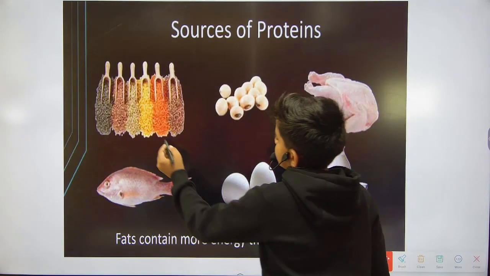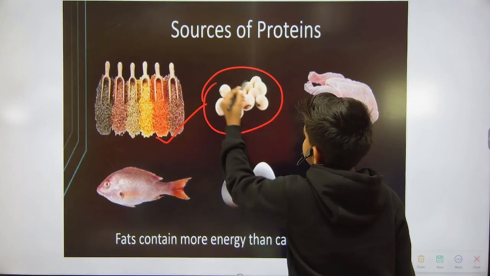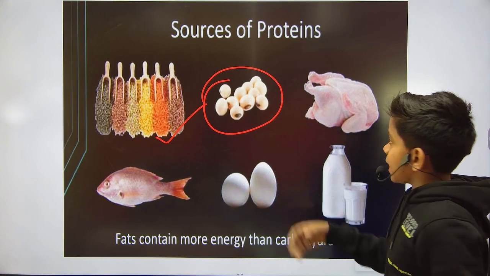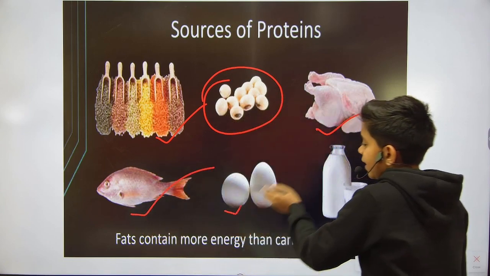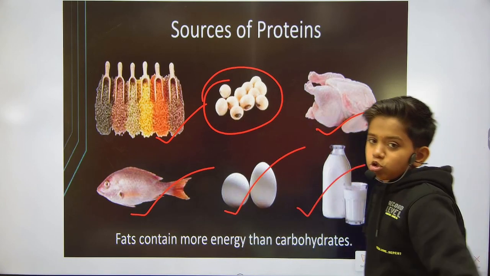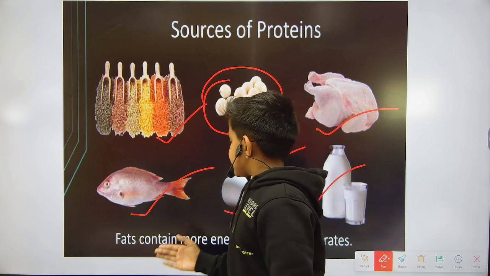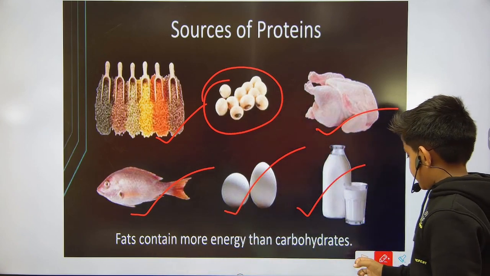First of all, pulses. Next, these different seeds are there. Meat is a source of protein. Fish is a source of protein, egg is a source of protein, and milk is also a source of protein. Fats contain more energy than carbohydrates.